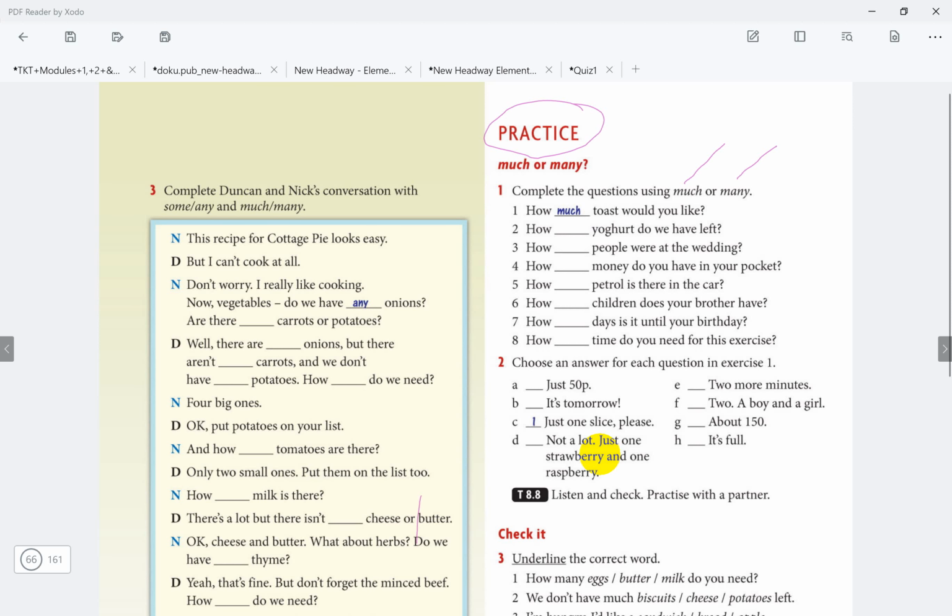How much yogurt do we have left? يعني كم yogurt that mean لبن أو روبة ما معناه في المصطلح العام. How much yogurt? Since we cannot say yogurts. How much?